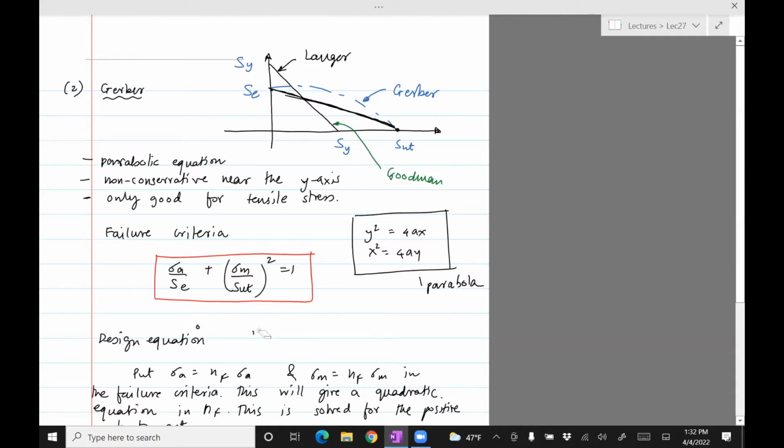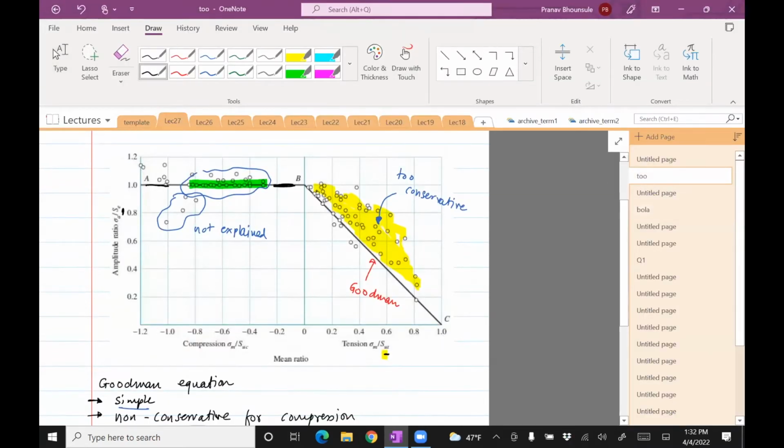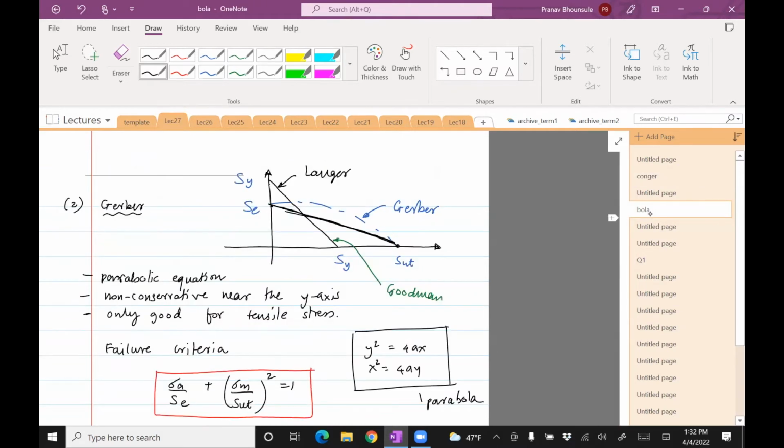This is based on the observation that if you go back here, wouldn't you be better off if you drew a parabola? And that gives you a better line. That's why we have that line.